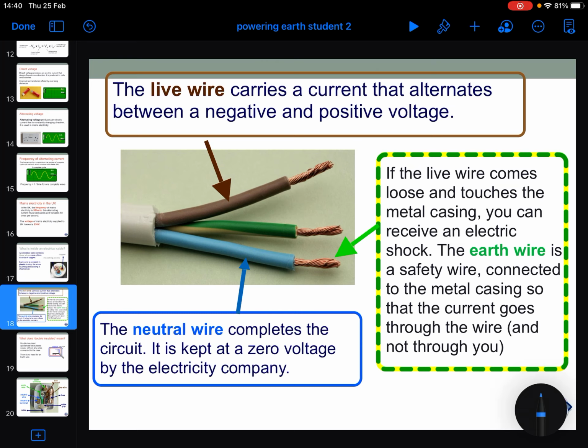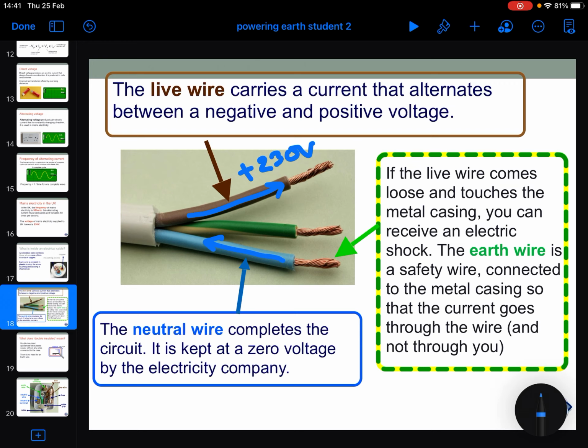It carries a current that alternates between negative and positive voltage. So this will come in at 230 volts. It carries that current in. I'm going to go down to the blue one now. The neutral wire completes the voltage. It is kept at 0 volts by the electricity company. So current comes in through this one and is carried away through the neutral wire because it completes that circuit.